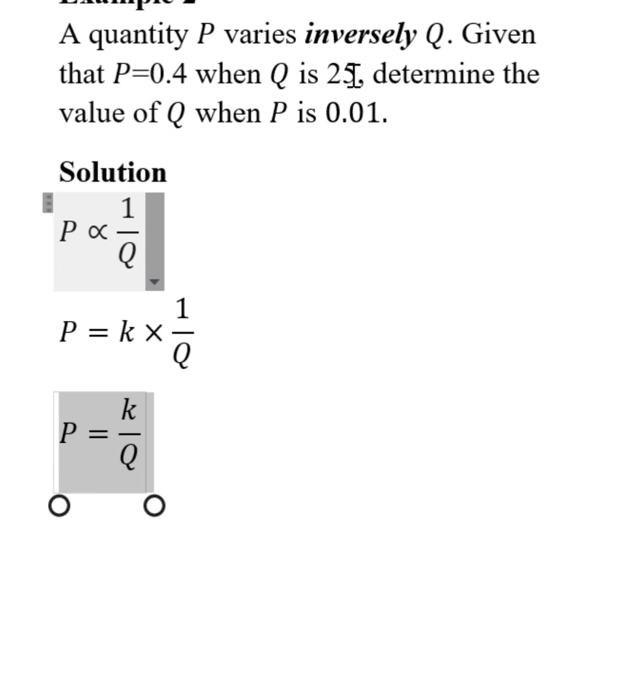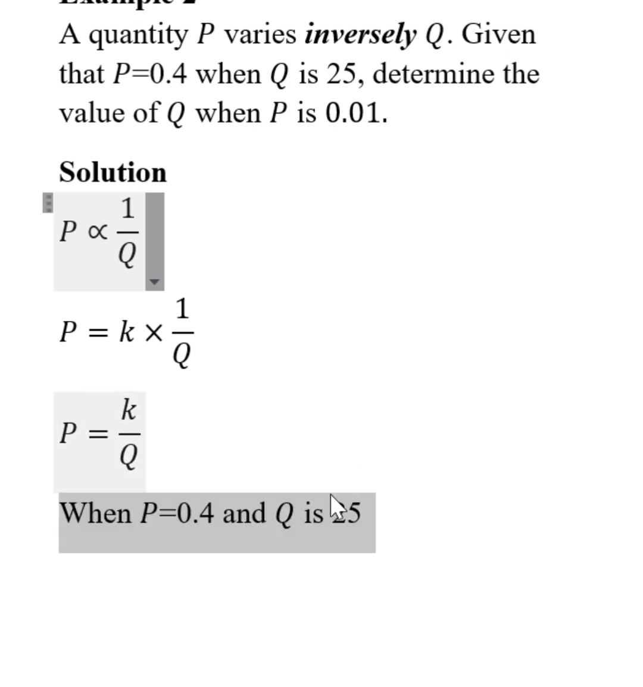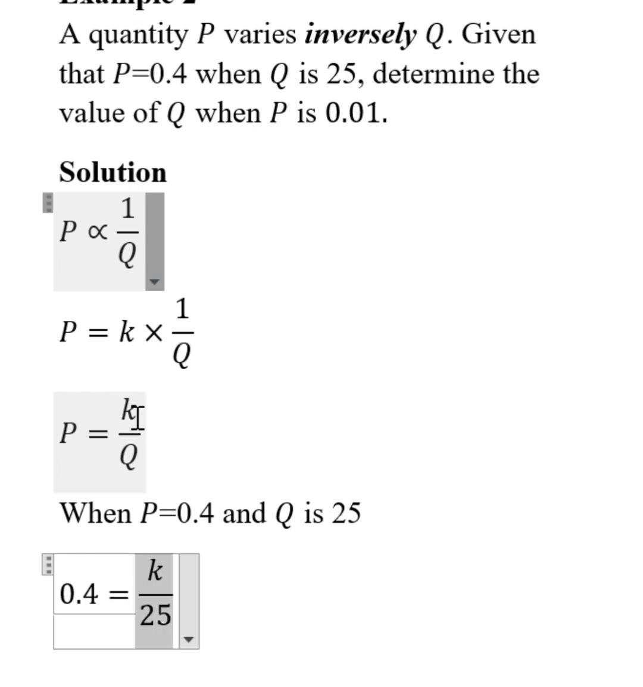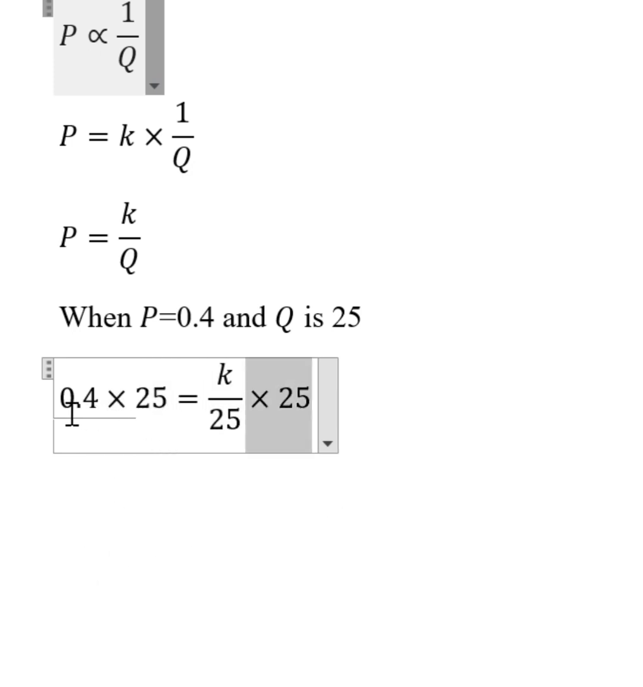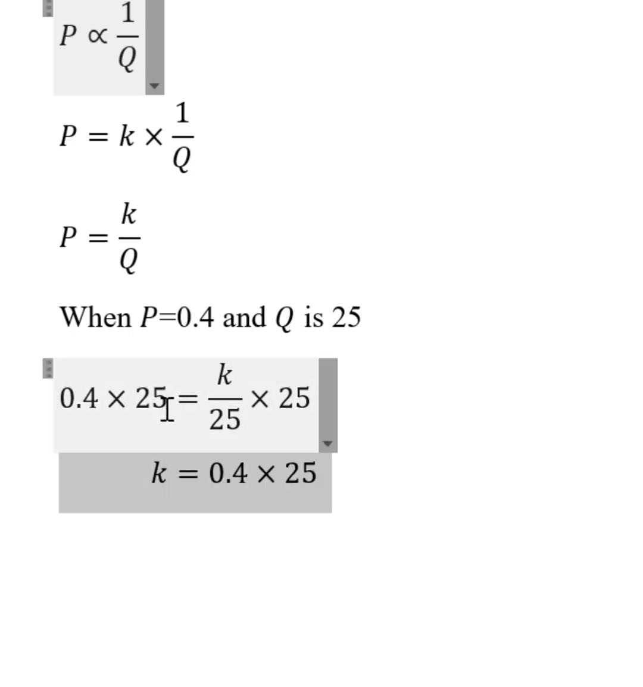So we shall say when p is 0.4 and q is 25, we substitute them here. We shall have to substitute 0.4 here. So we shall have 0.4 is equal to k, the constant we are looking for, over 25, the one we have been told here. Now, how do we get k from this point? We multiply both sides by 25. If we do that, you realize that this gives us 1. And this cancels. So we shall have k being equal to 1.